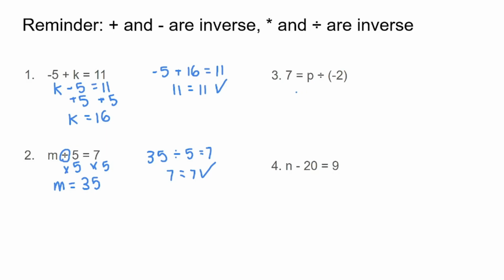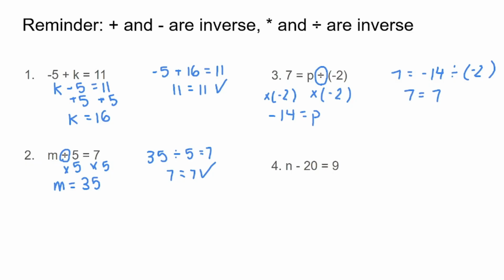So on this side, we have 7 equals p divided by negative 2. So our operation here is going to be division, and we're going to multiply by negative 2 on both sides to get negative 14 equals p. Let's check it. So we would have 7 equals negative 14 divided by negative 2. And because we know two negatives cancel out when we're multiplying or dividing, we get this side to be 7 and this side to be 7 as well.